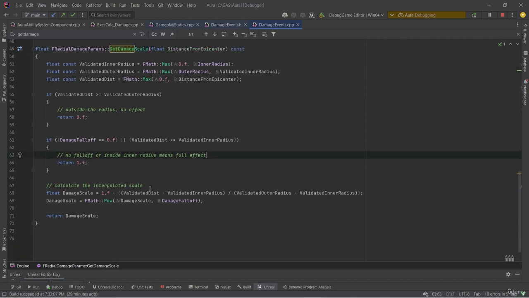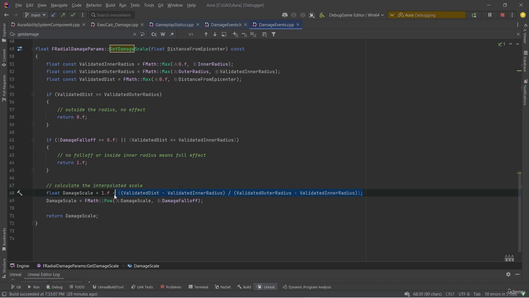But notice here, it's calculating an interpolated scale. It's creating a damage scale set to 1 minus some value. This is a ratio. It's the validated distance minus validated distance inner radius, so the space in between the inner radius and this distance, divided by the validated outer radius minus validated inner radius. So it's scaling outer radius.